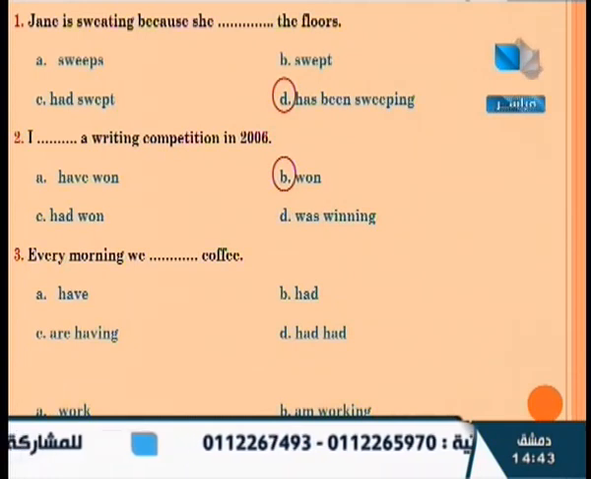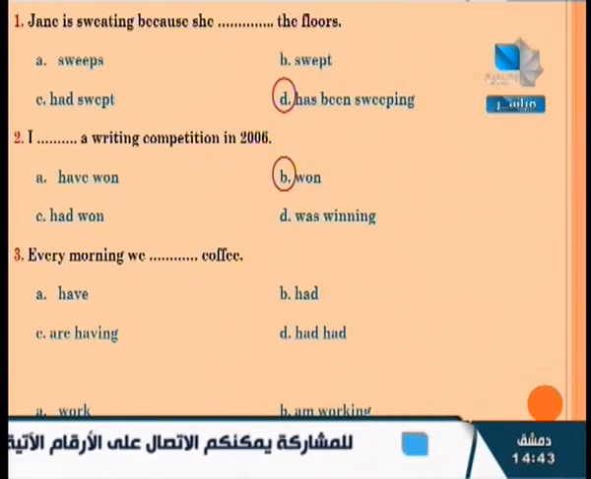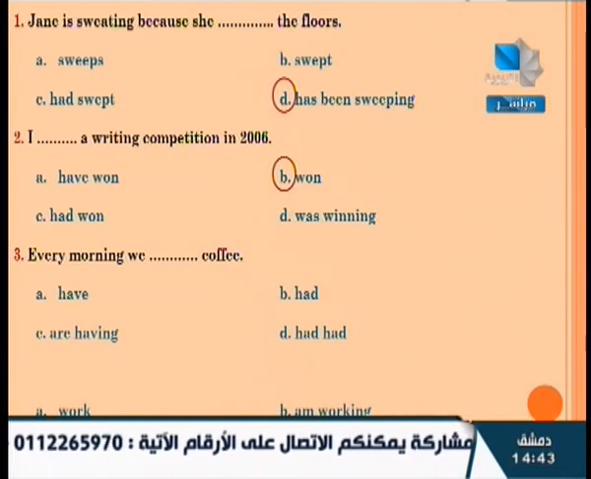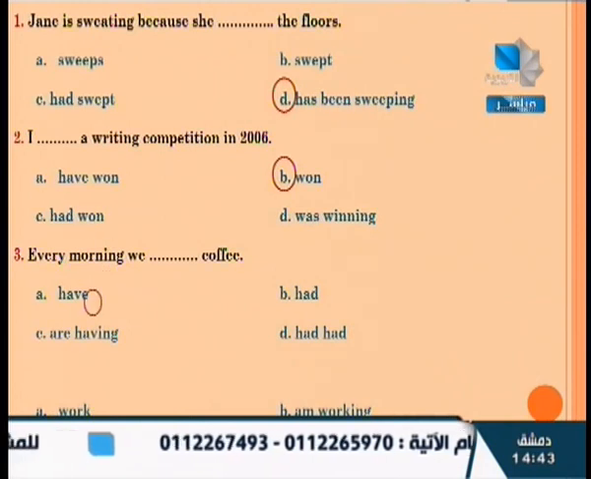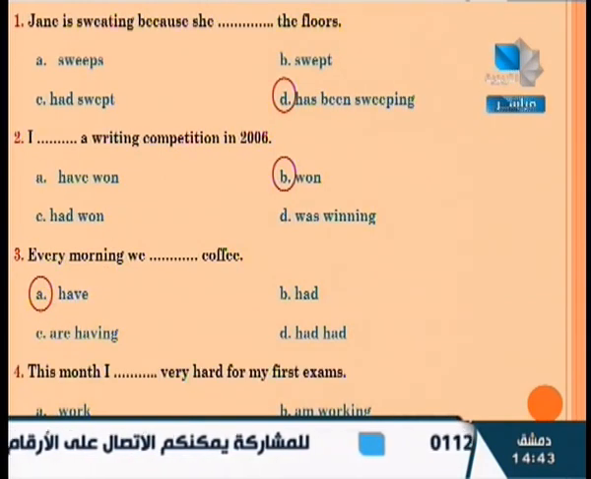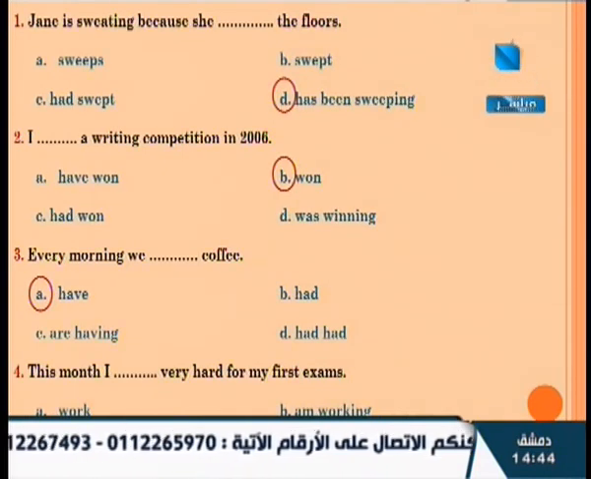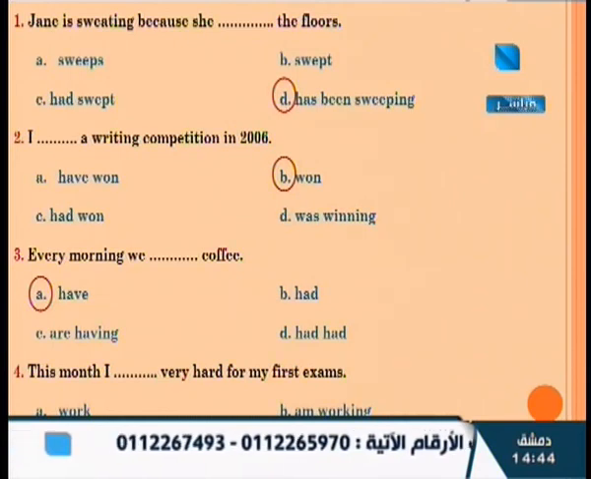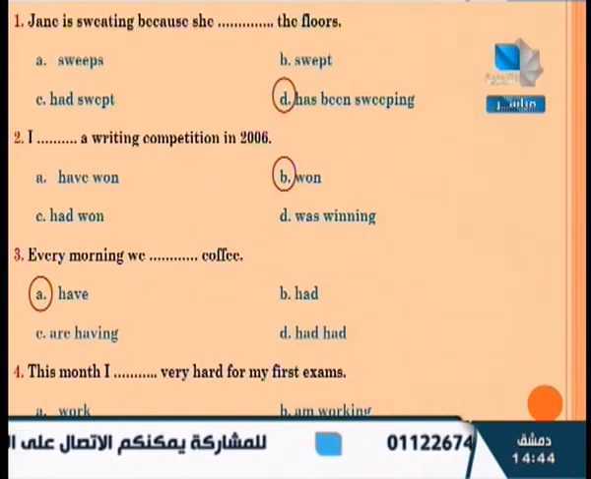Another one: every morning we coffee. Have, had, are having. We're talking here about a habitual action in the present, so the correct answer is C, are having. The last one: this month I work, I'm working, would work, had been working very hard for my first exams. Here we're talking about an impermanent action in the present, so the correct answer is B, I'm working.